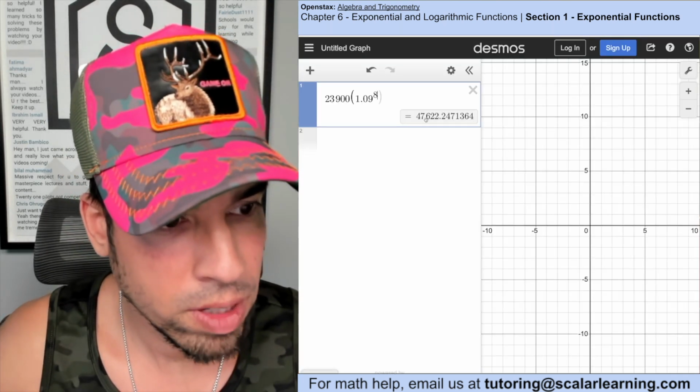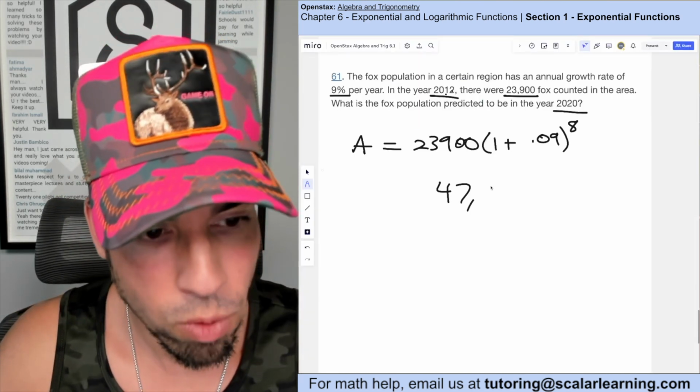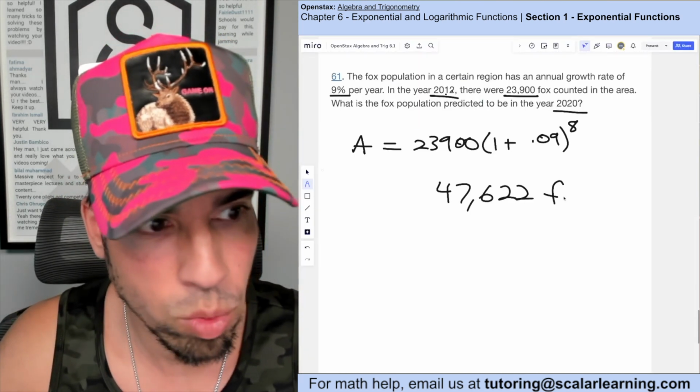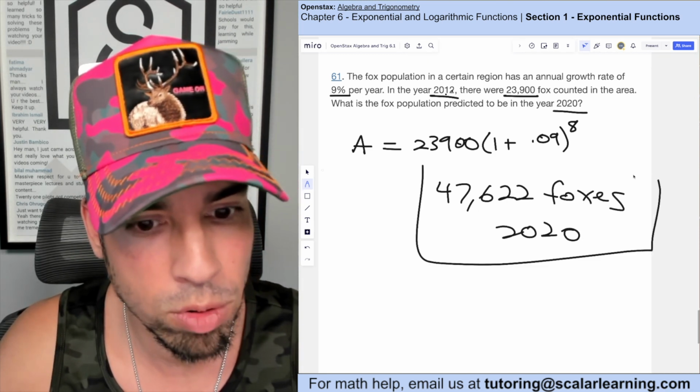And we get roughly 47,622, rounded to the nearest whole number. So 47,622 foxes in 2020. Boom.